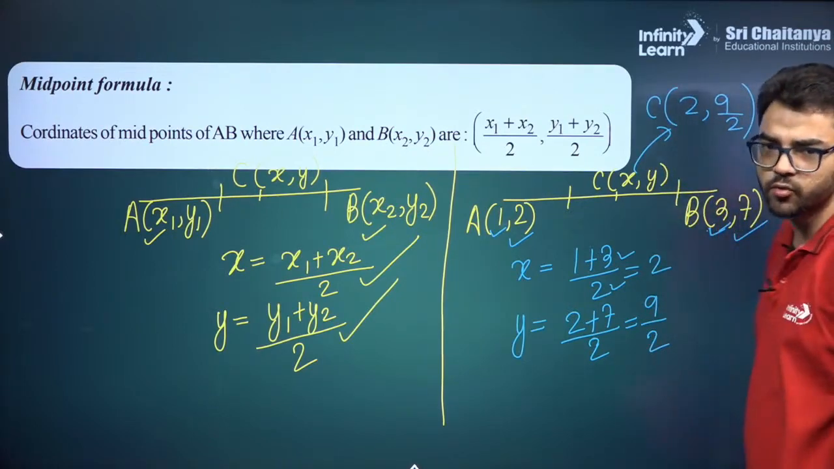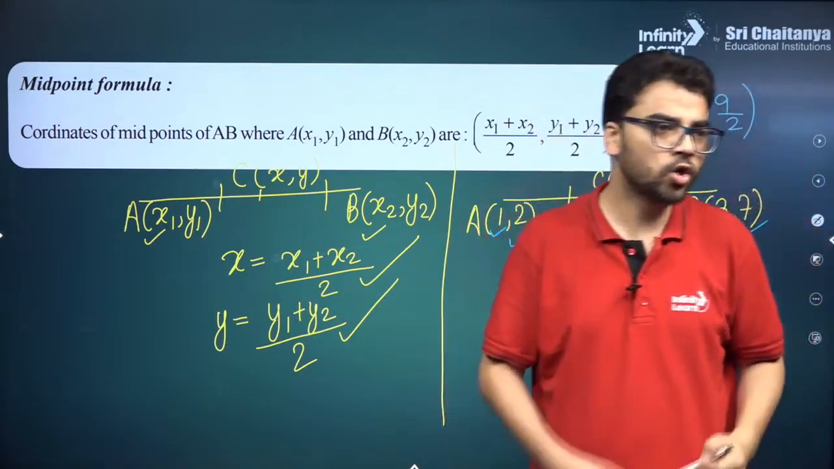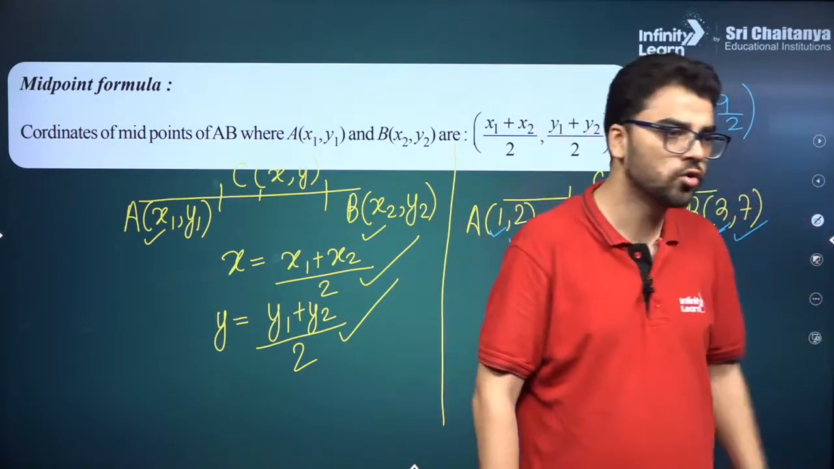Is this clear to every student in this session? Exactly. 2, 9 by 2. I'm sorry, it is not 7, it is 2, 9 by 2.